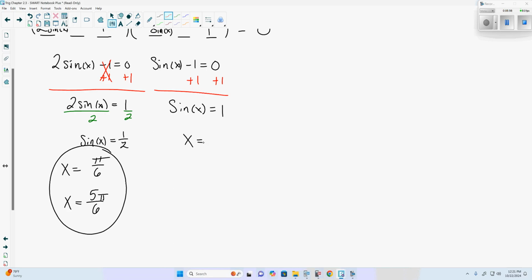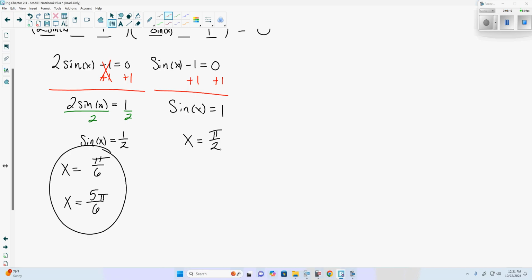Now most values for sine, especially ones that are going to be on the unit circle, have two different spots because sine's positive in the first and second. It's negative in the third and fourth. Now sine of x equals 1 at pi over 2. There's only one spot that is going to be 1.